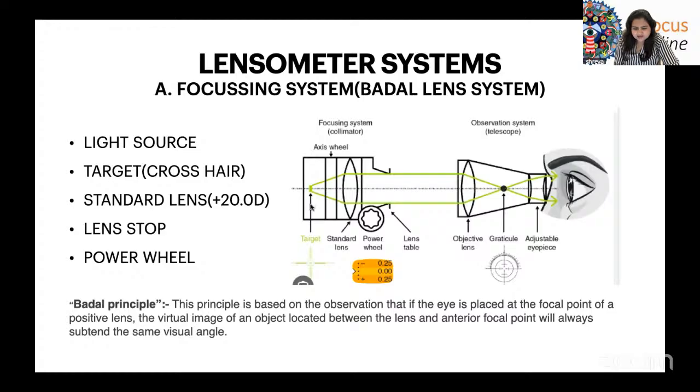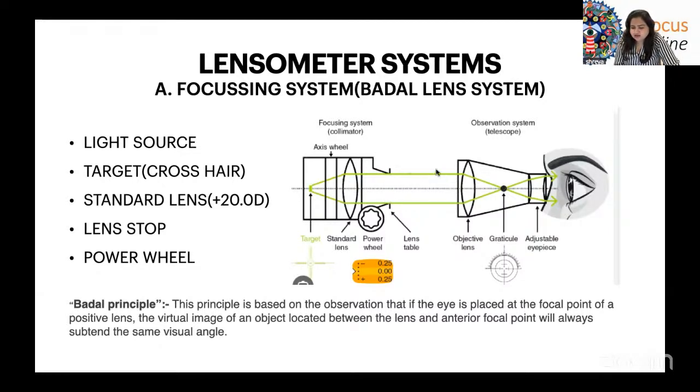It has a target. The light source is somewhere here. It has a lens, it has a target, and this is the axis wheel. From here, there are divergent rays coming, which are then converged by this convex lens, which is a standard lens of a power of about +20 diopters. From here, the parallel rays arise. Now, this is the second focus of this lens, and this is where exactly our lens table is based. So the unknown lens will be placed here.